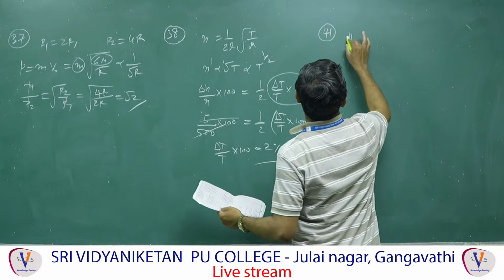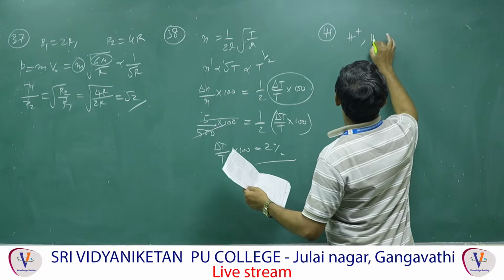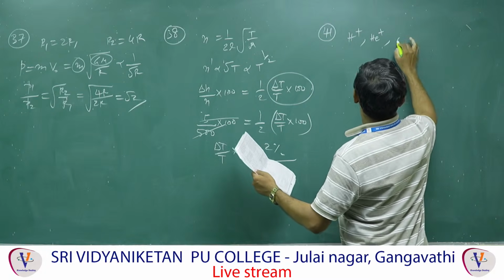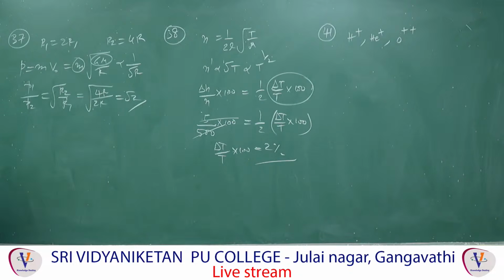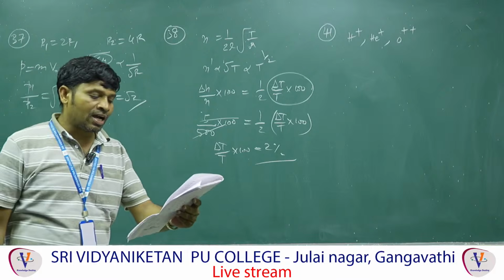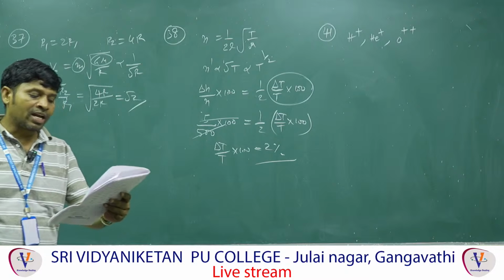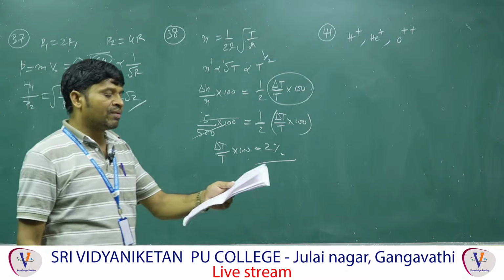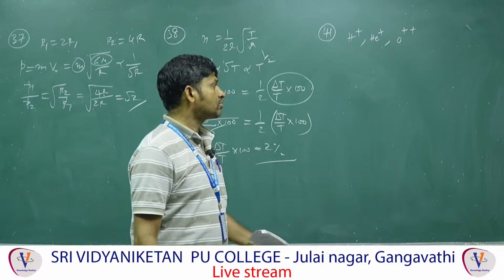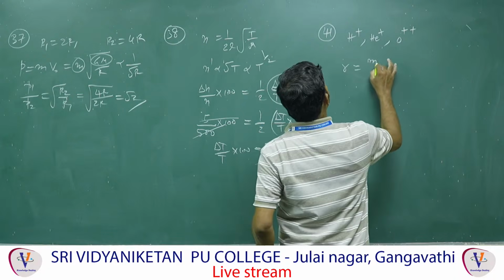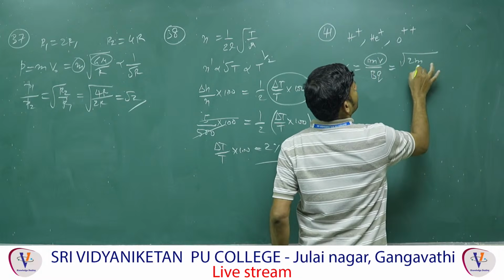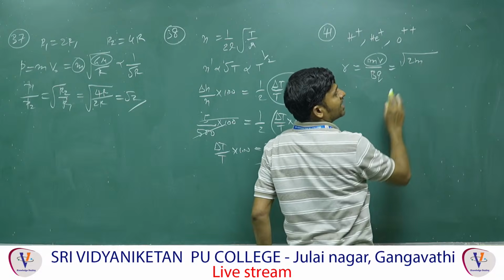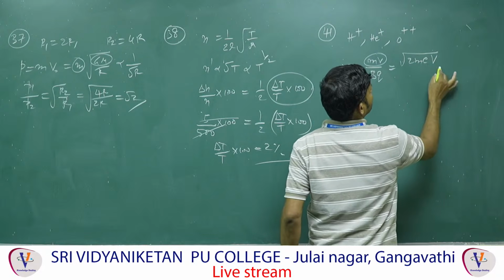One is H plus, another is He plus, and the other is O plus plus. They are projected into a uniform magnetic field after being accelerated through the same potential. Find the ratio of the radii. The mass values are given as 1, 4 and 16. Radius r is equal to mv by Bq. Momentum is equal to root 2m times kinetic energy, and kinetic energy means charge into voltage.